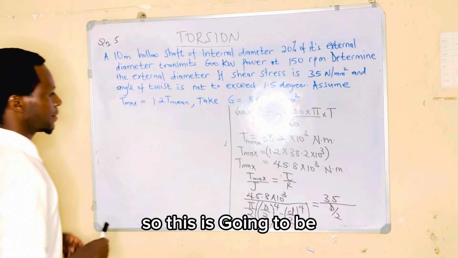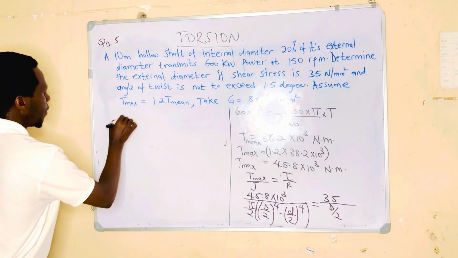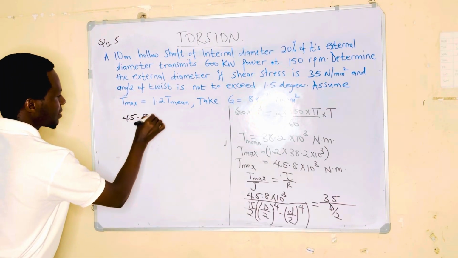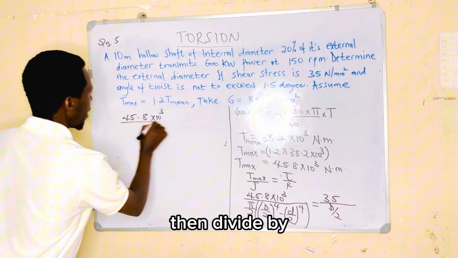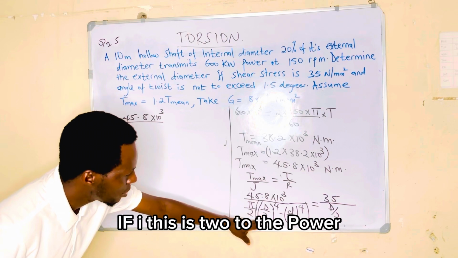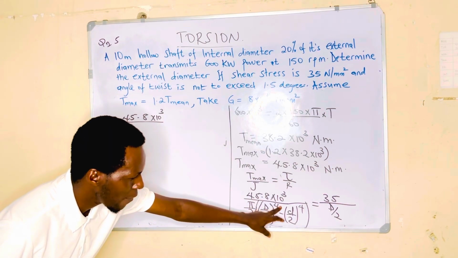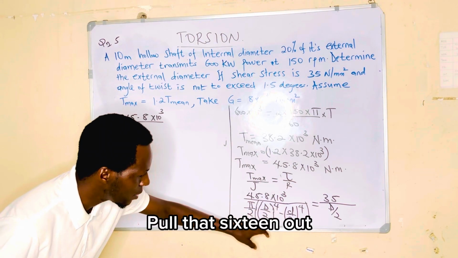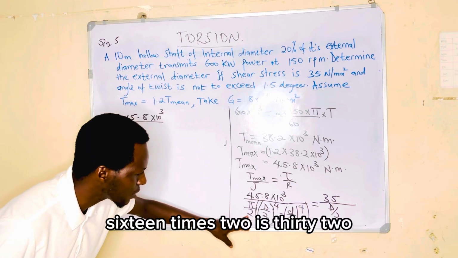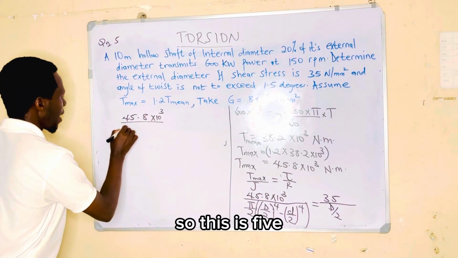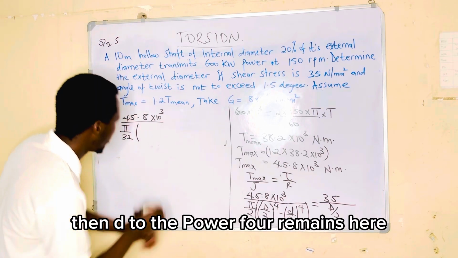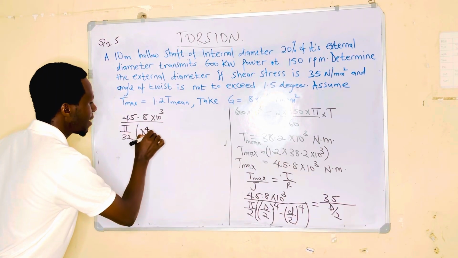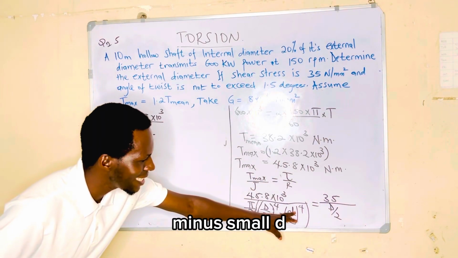Okay. So this is going to be 45.8 times 10 raised to the power 3. Then divide by, this is 2 to the power 4, that is 16. Pull that 16 out, 16 times 2 is 32. So this is 5 out of 32. Then d to the power 4 remains here, minus small d.